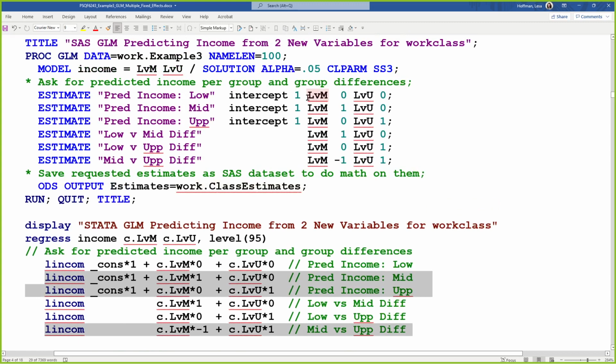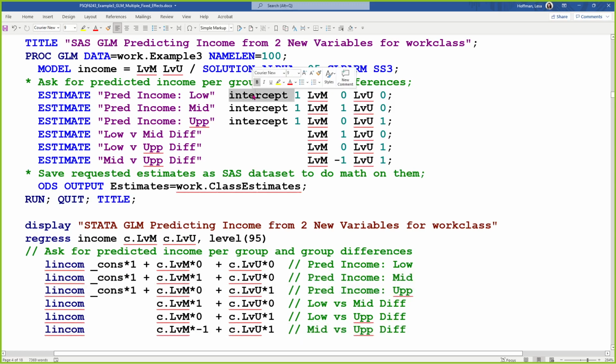So in SAS, the pluses are not here, and the multiplication signs are not here. But otherwise, it's pretty much the same. Beta 0 is referred to by the word intercept. I need one of those in each predicted outcome. L versus M stands in for beta 1. If I'm predicting an outcome for the low group, that's when these are both 0. If I'm predicting an outcome for the middle group, it's 1, 0. If I'm predicting an outcome for the upper group, it's 0, 1.